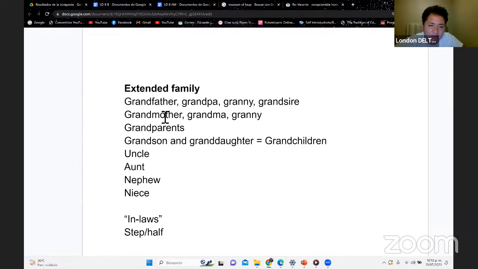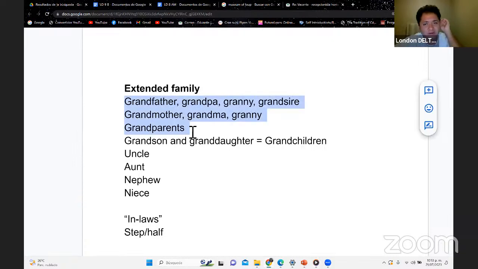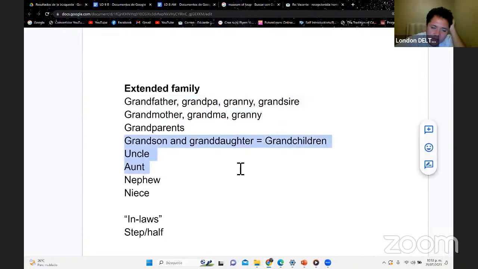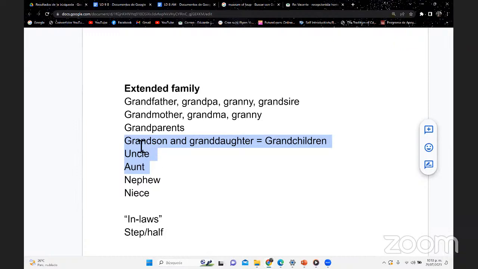The extended family, let's read these words, this vocabulary. Okay. Grandfather, grandpa, granny, grandsire. Grandmother, grandma, granny, grandparents. Excellent, good pronunciation, correct. Flor, please help us read the next vocabulary. Vamos a leer, please. New teacher, desde aquí, please.